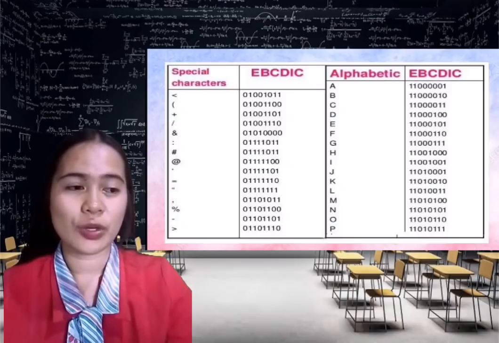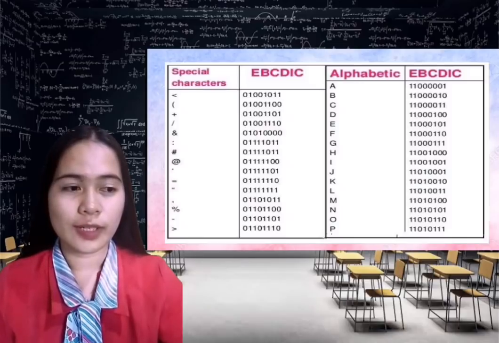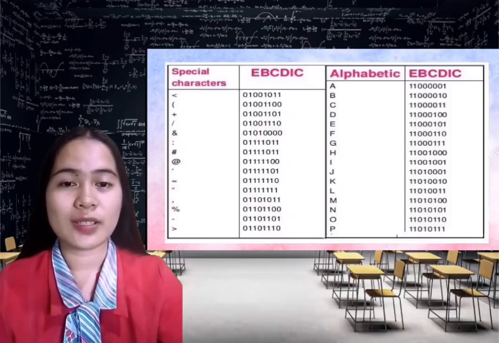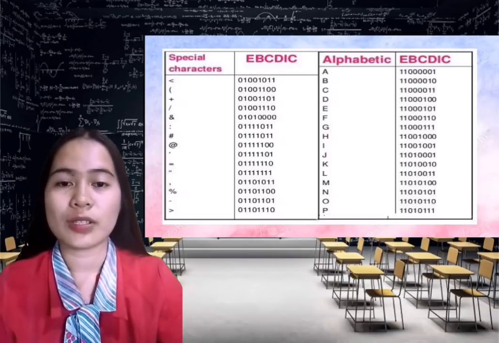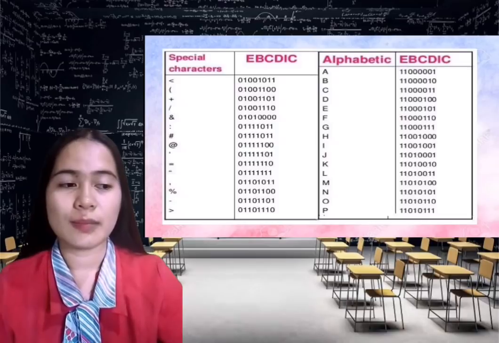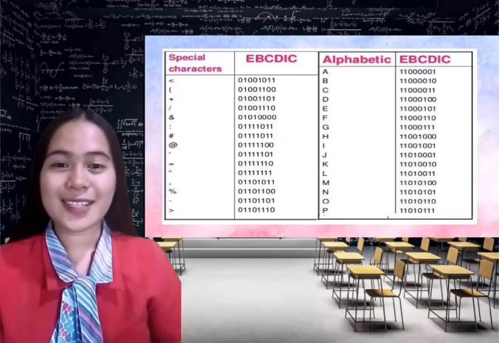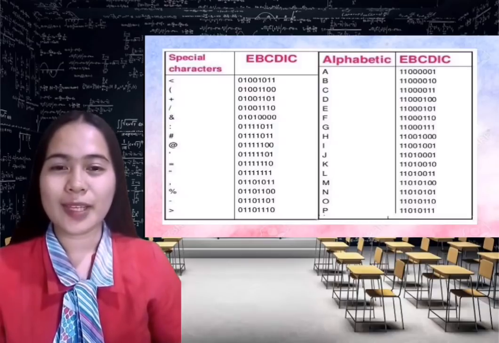The comma is 011011011. The next sign has the code of 011011100. The hyphen 011011101. The greater than symbol is 011011110. So we can see on the right side of the table the alphabetic and special characters with their codes.